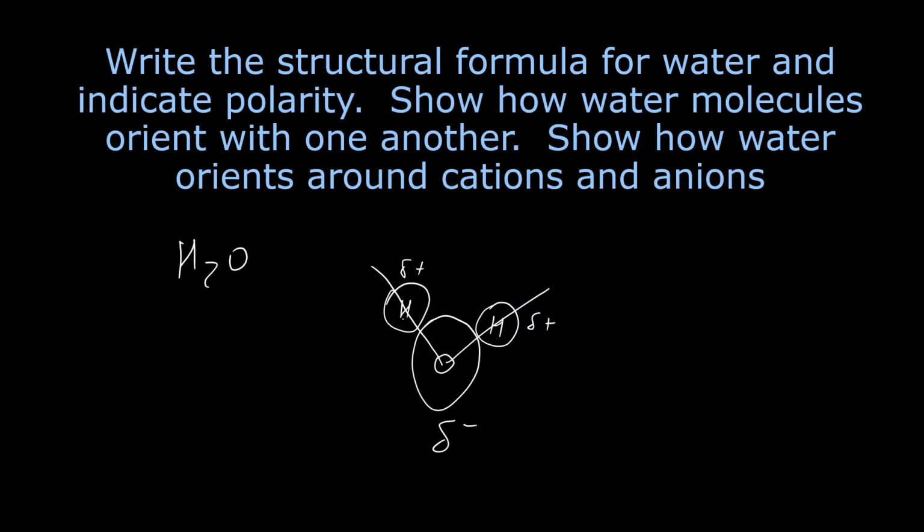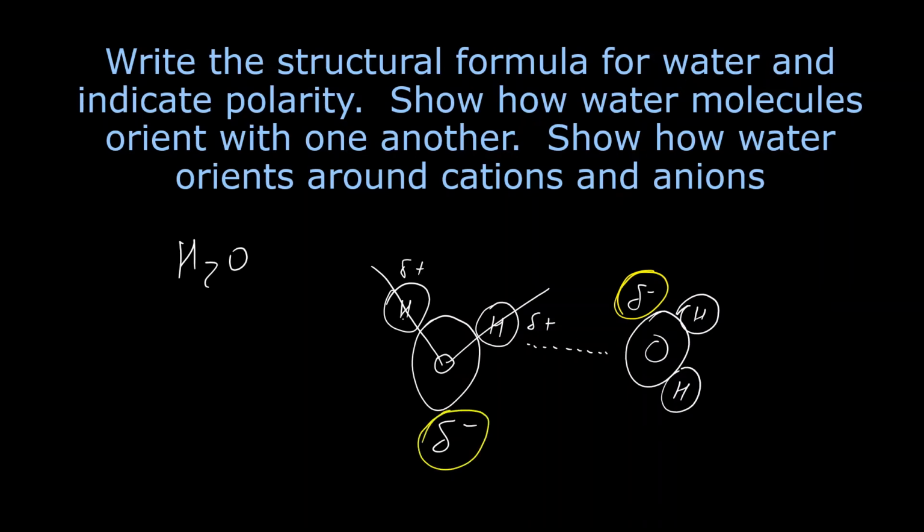Show how water molecules orient with one another. Okay, well, we know that we could have another water molecule here, like so, and this giant electronegative atom, let me change the color so we see that better. This giant electronegative O and this giant electronegative O are both tugging on this poor little hydrogen. And that makes an H bond right here. Show how water molecules orient with one another, like that.